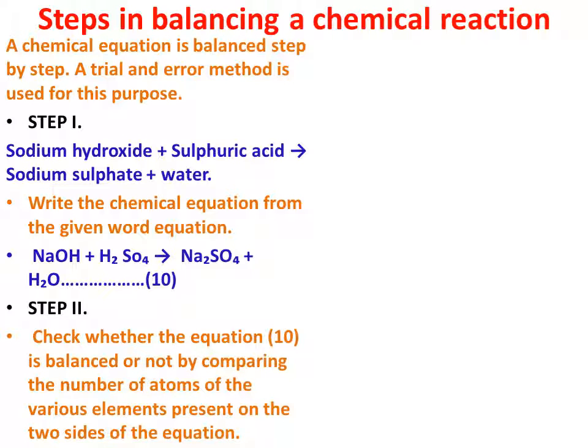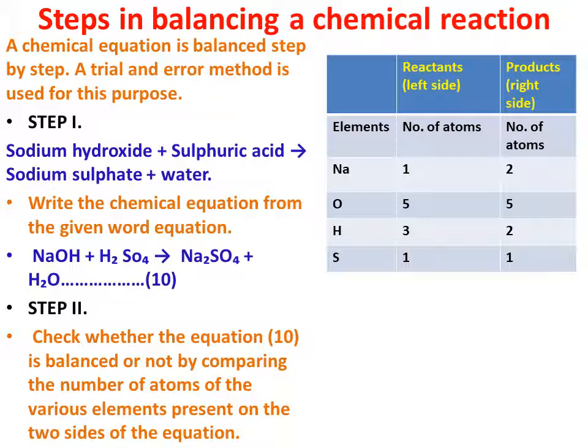Step 2. Check whether the equation (1) is balanced or not by comparing the number of atoms of the various elements present on the two sides of the equation. On the left side there are reactants, on the right side there are products. The elements are sodium, oxygen, hydrogen and sulfur.